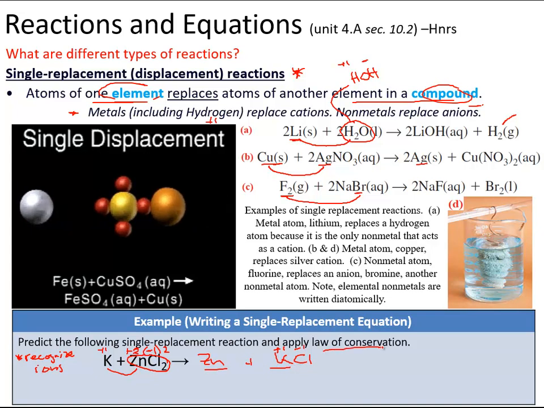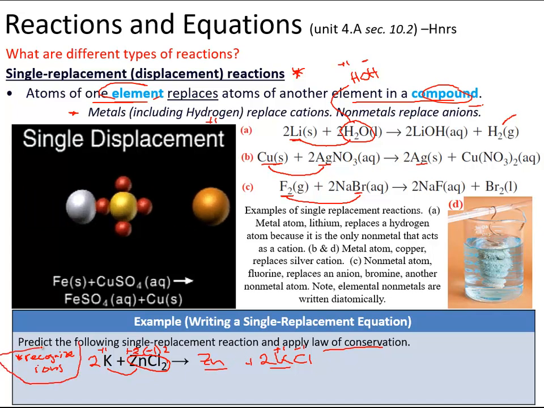What we now need to do is balance this equation. So if I see 2 chlorines, and I only see 1 chlorine here, I'll put a 2 there. 2 Ks now versus 1 K, I got to put a 2 there now. So now I have 2K plus zinc chloride produces 1 zinc and 2 potassium chlorides. And there's your chemical reaction. Again, you got to be able to recognize the ions. That's the first step to do these problems.